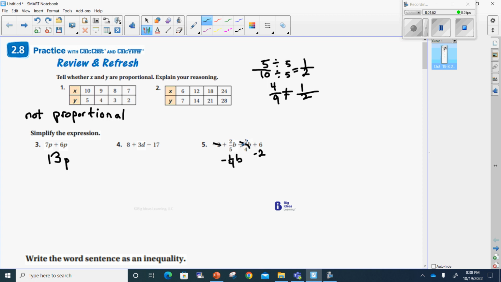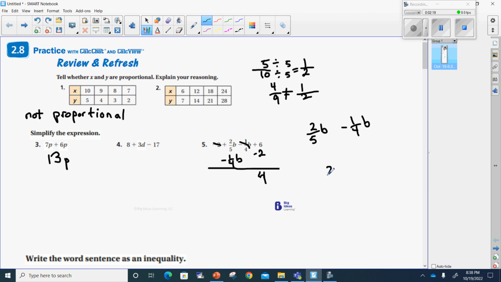All right. So now I got rid of this, and I got these two that I'm combining. Well, this one's easy. 6 minus 2 is 4. But this one's a little more complex. I need common denominators. If I look at this, I can see that I have 2 over 5b, and I have minus 1 over 4b.